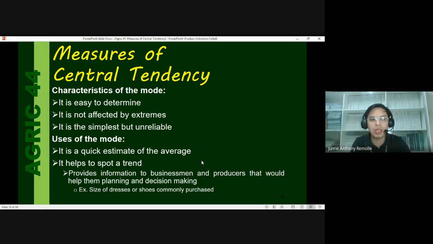So characteristics of the mode: it is easy to determine. It is not affected by the extremes. And it is the simplest but unreliable. Because we could obtain the value by just determining which values are frequently occurring, it cannot be affected by the extremes. And then uses of the mode: it is a quick estimate of the average, and it helps to spot a trend, because when we talk about a trend, it's like a naturally occurring or recurring phenomenon of something.